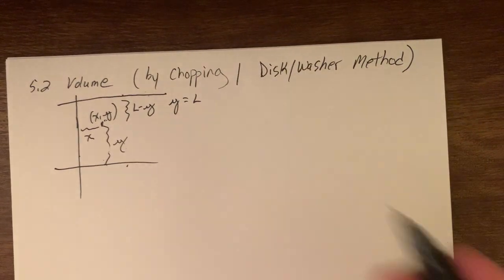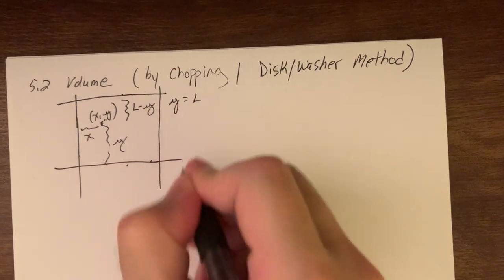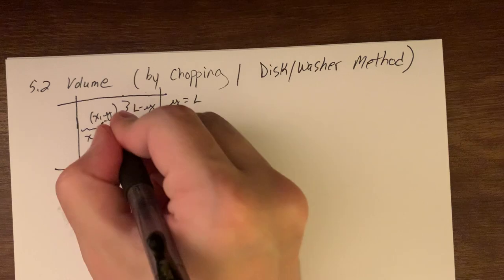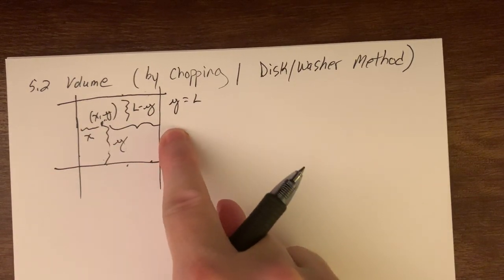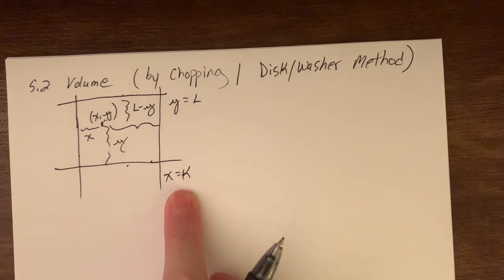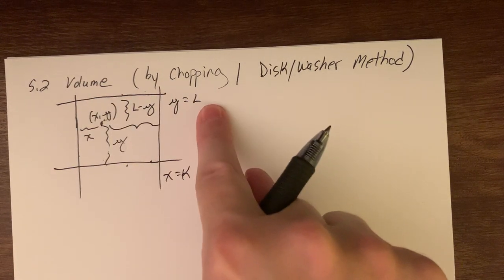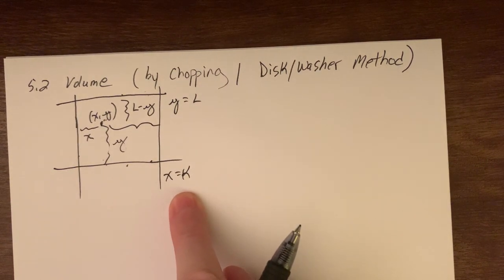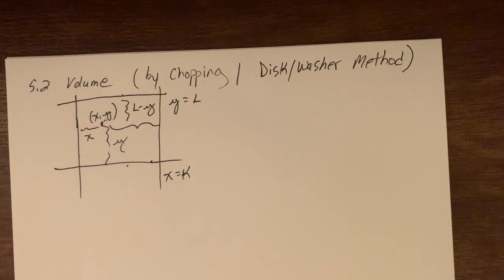So let me stick one more line in here. That was y equals L. Let's call this one x equals k. And I want to know, what is this distance? Well, another good reminder here that'll come up: horizontal lines are y equals a number. Vertical lines are x equals a number. It's very easy to goof that up when we start doing our volume problems. You'll see that in just a little bit.